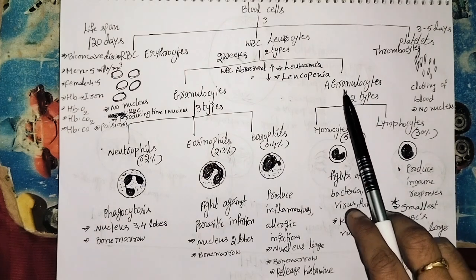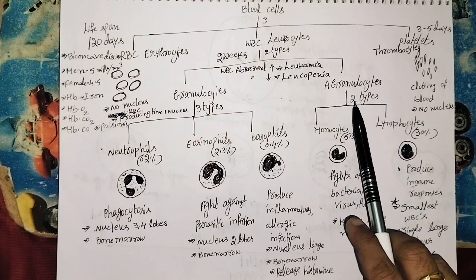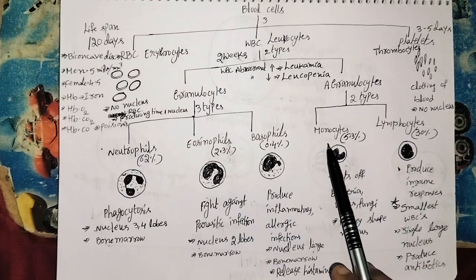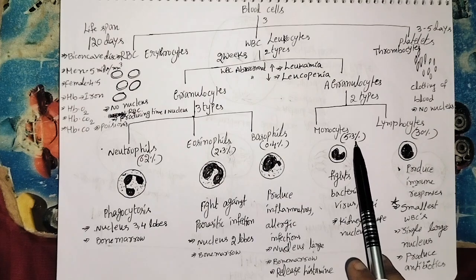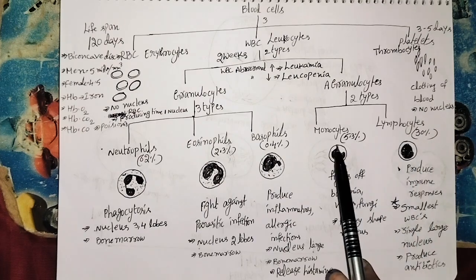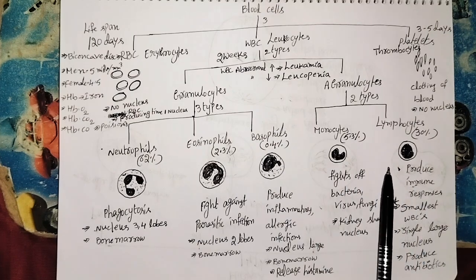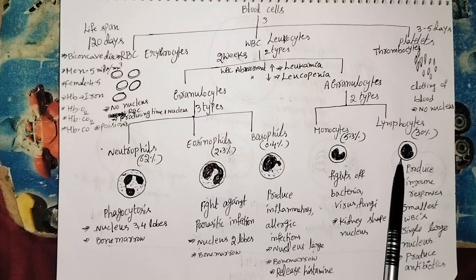Next one, agranulocytes. It means granules absent. These are 2 types, monocytes and lymphocytes. Monocytes 5.3%, lymphocytes 30%. Monocytes have a kidney-shaped nucleus, and what is the function of the monocyte? It fights off bacteria, virus, fungi. Lymphocytes means this is the smallest WBC.